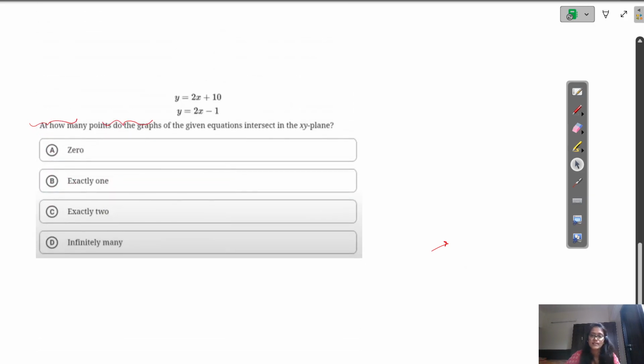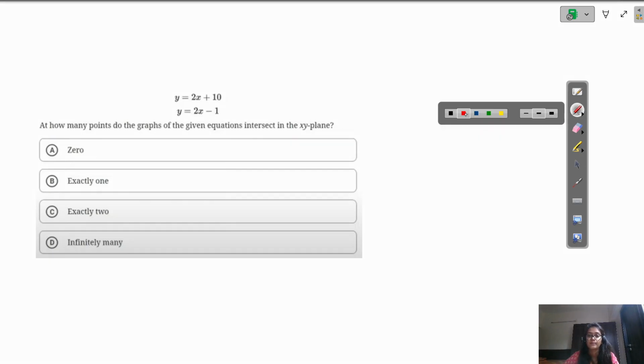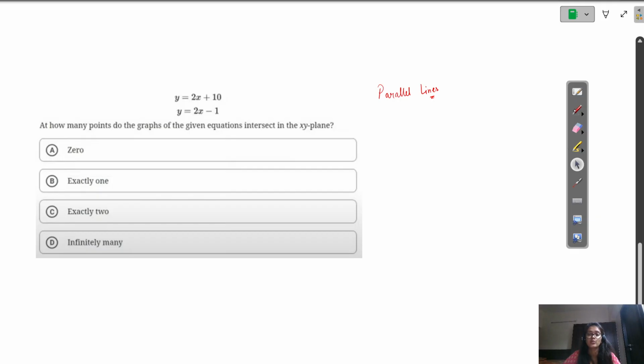Let's go to the last question. Again, we have a system of equations, and it asks at how many points the graphs of the given equations intersect in the xy plane. If you find the ratios, the coefficients of y are the same and the coefficients of x are the same. So this should be the case of parallel lines, and with parallel lines you have no solution, so there will be zero solutions.